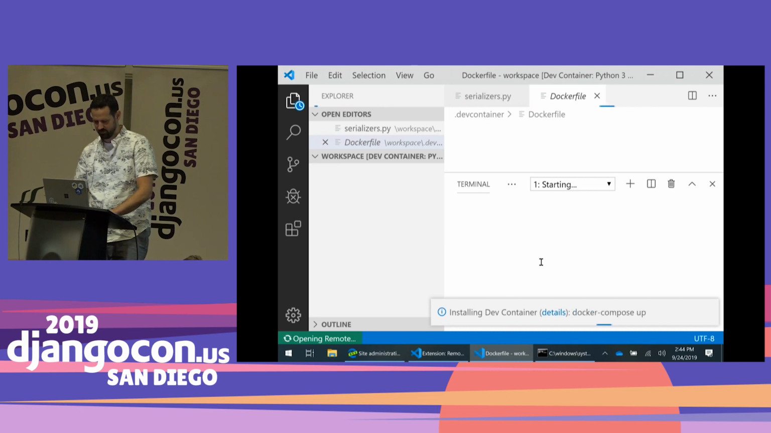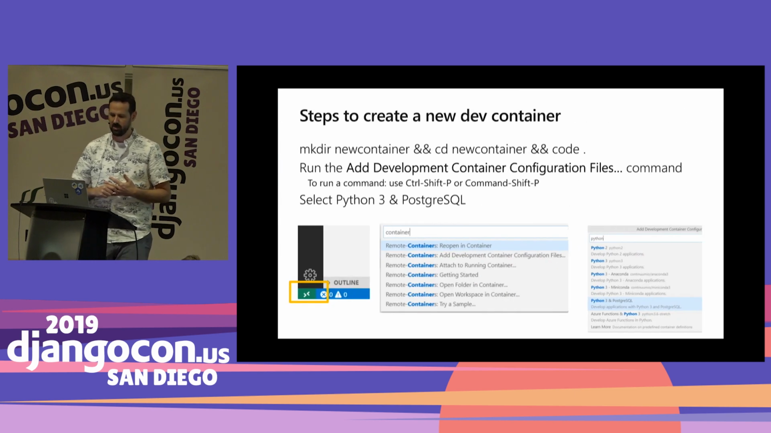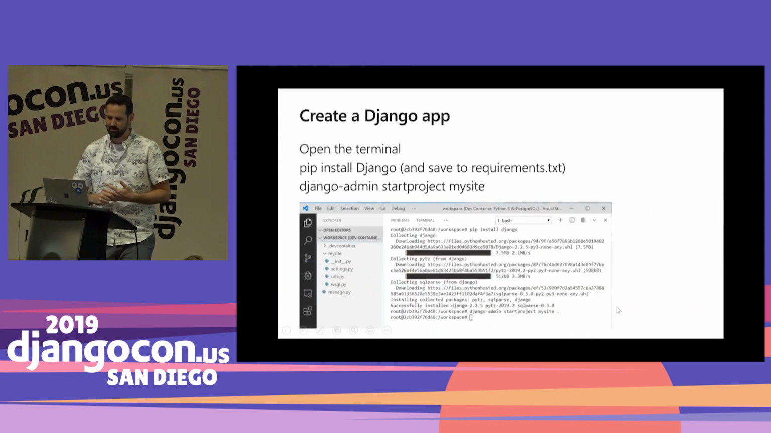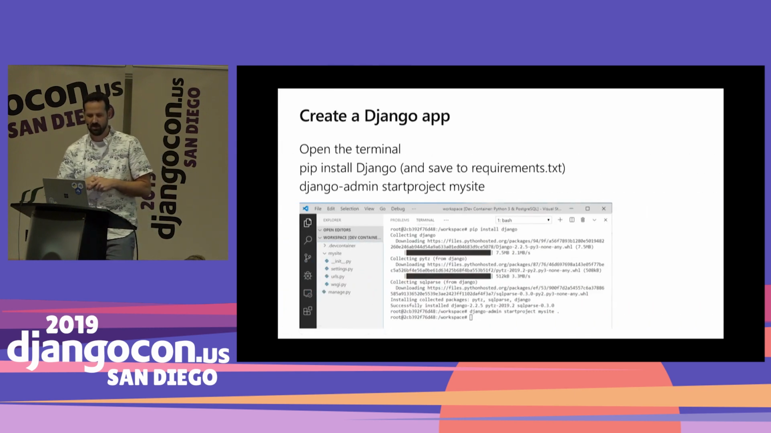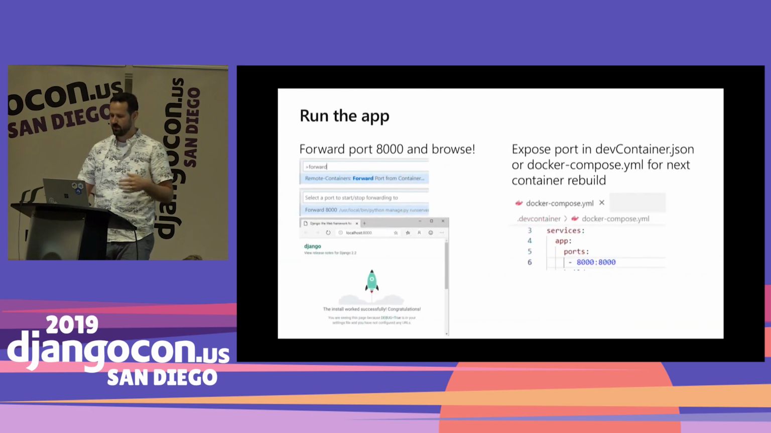I've hit enough failure modes on this presentation that I know where it's likely to fail. Okay, so just a quick recap of where we are so far. We created a new dev container using VS Code, and we did that by running the add development container configuration files command. We selected a pre-existing Python 3 and Postgres container. And then we used the Django admin command to start a new site. We ran it on the local IP address, and then set up port forwarding. I didn't cover this, but one thing I added to the Docker compose file is a list of ports, to set up that port forwarding automatically, so that every time I open the container, those ports are always exposed.